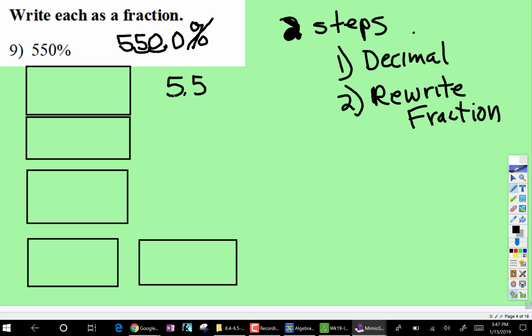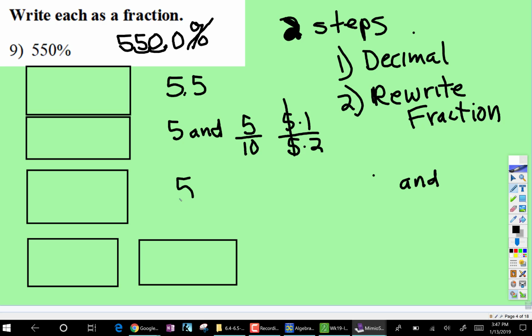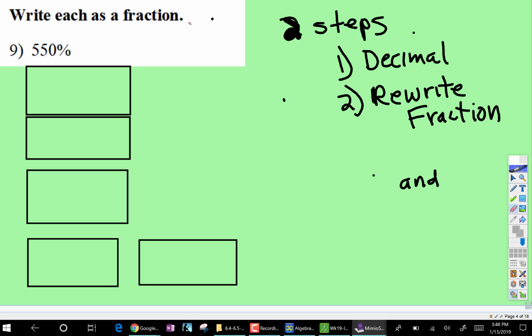Well, look at what that says. That says if we were to read it, 5, the decimal point, you see a decimal point, you say the word and. So 5 and this is in the tenths place, so 5/10. Well, 5 and 10 both have a 5 in common, right? Because 5 is the same thing as 5 times 1, and 10 is the same thing as 5 times 2. The 5's cancel. Now we have 5 and 1/2. So that's one way to do it. You can pause this if you want, because I'm going to erase all that.